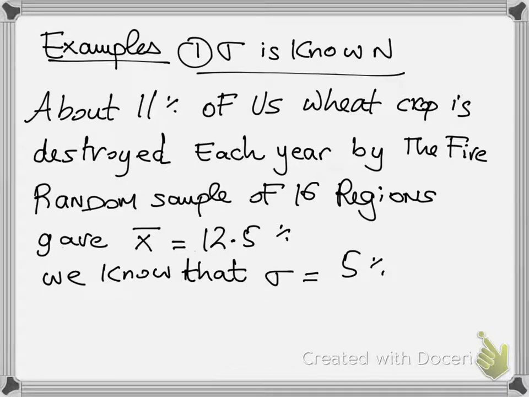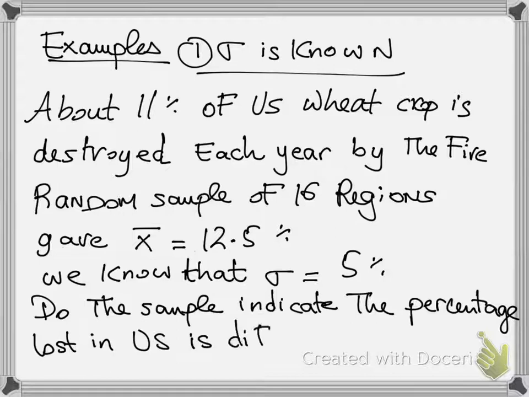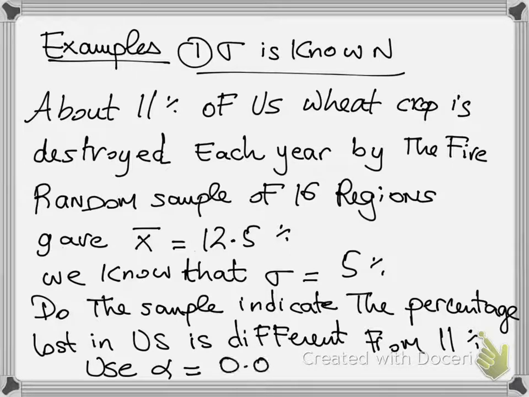So the question is, does the sample of the 16 regions indicate the percentage lost in the US is different from 11%? And we're going to use alpha equal to 0.01.